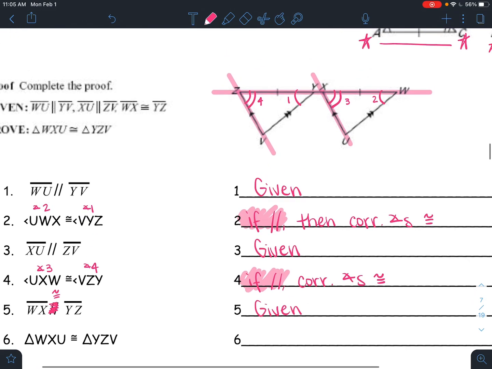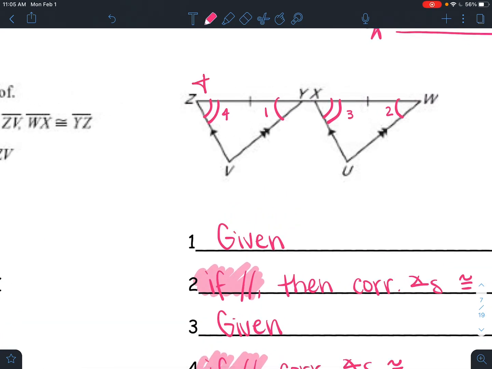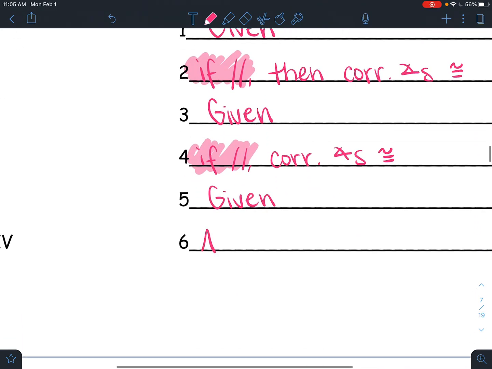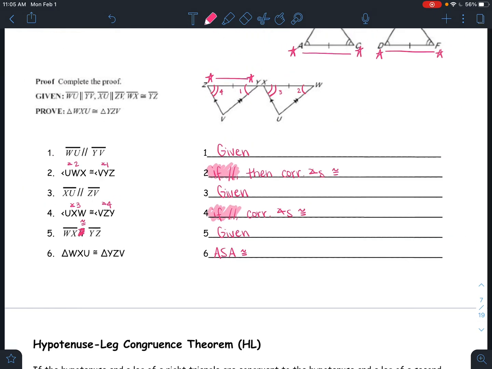And so now what we've got in our diagram, if I erase these parallel lines here, is I have two angles and the side wedged in between the two. So this is our angle, side, angle congruence.